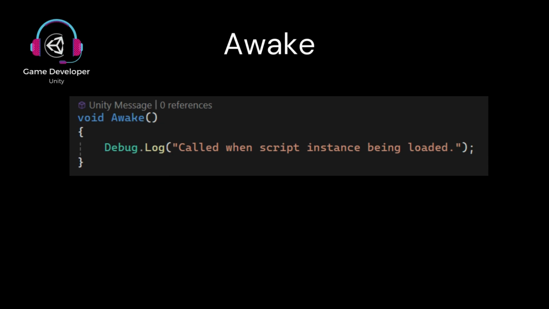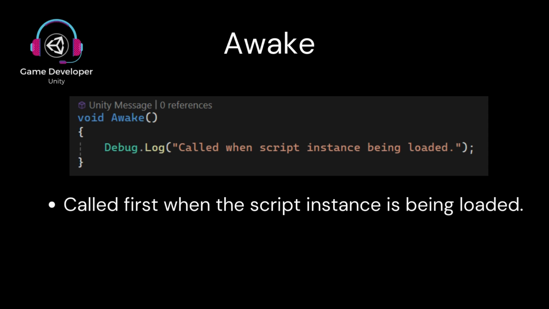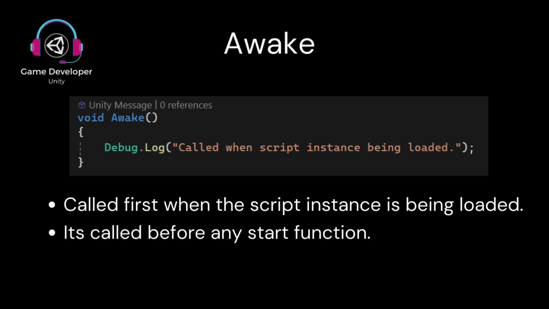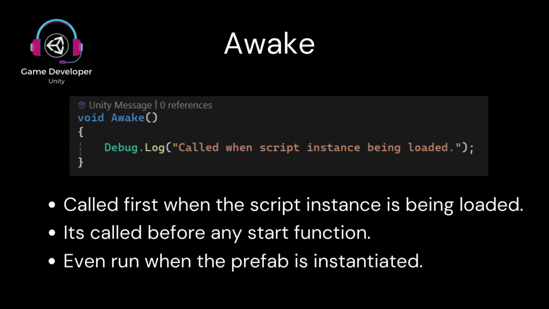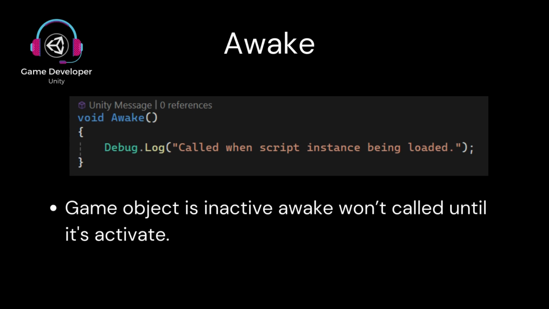First up is Awake. This function runs as soon as the script instance is loaded. It's called before any Start functions, and it even runs when a prefab is instantiated. However, if a game object is inactive, Awake won't be called until it's activated.